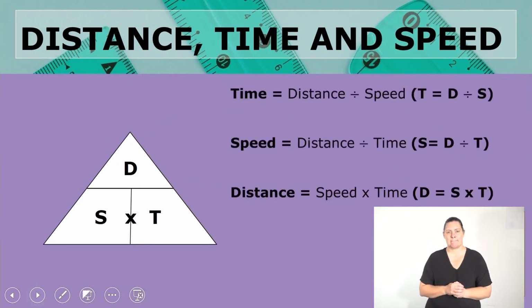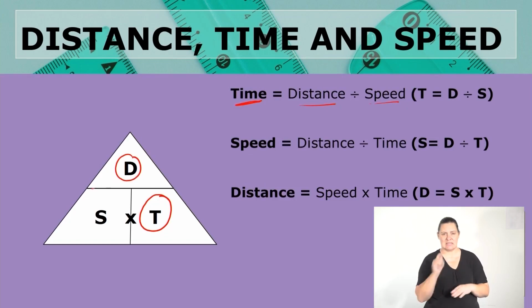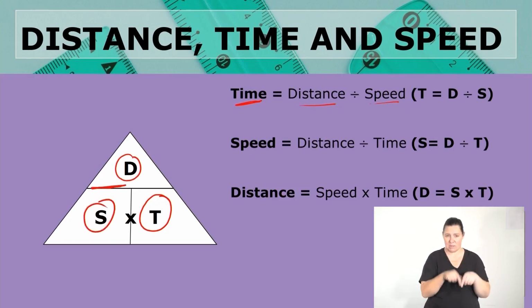So when we are looking at this triangle, it is going to help us to find the formulas easier when it comes to distance, speed, and time. When we are looking at time, which is the one that is over here, the formula to find time is distance divided by speed. Can you see how this triangle makes things easier?